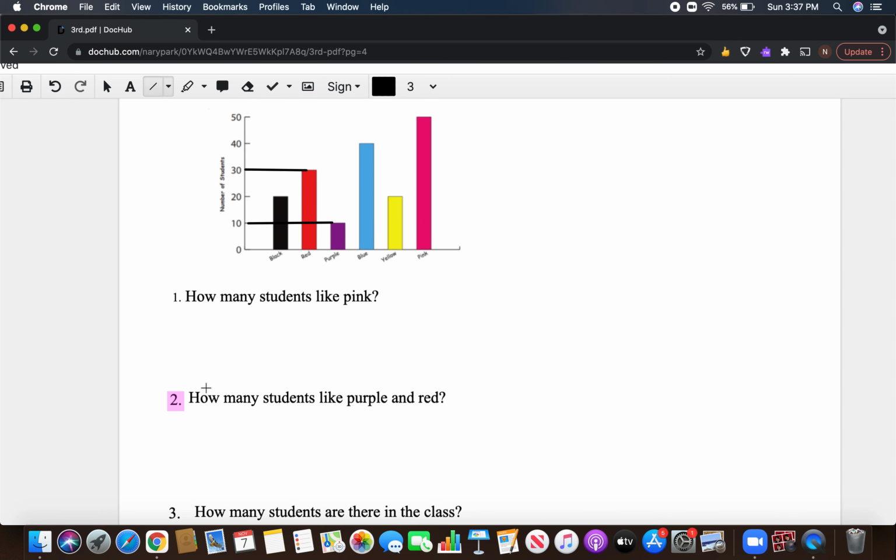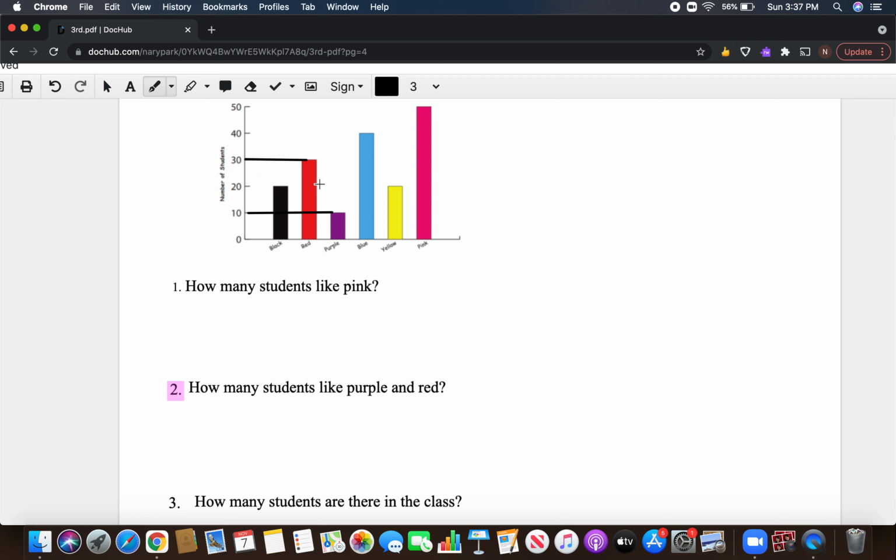And it's asking how many students like purple and red. How I knew this is I drew a line from the top of the red bar to the number, and from the top of the purple bar to the 10. And so there's 30 students who like red and 10 students who like purple, correct? But that's just how many students like purple, and how many students like red.